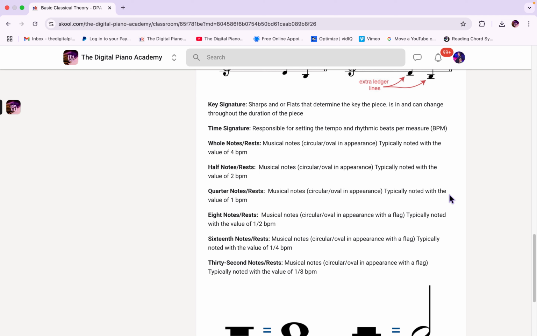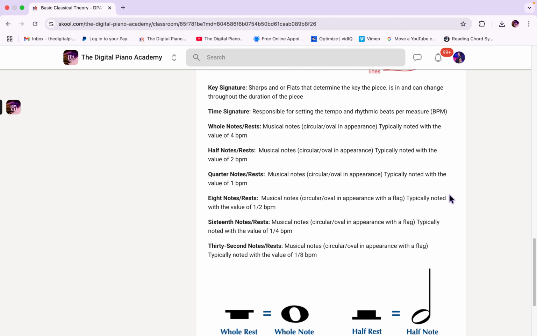We also have key signatures, so this is sharps and/or flats that determine the key of the piece. It can be changed throughout the duration of the piece. We have time signatures, which are responsible for setting the tempo and the rhythmic beats per measure, which is also called BPM. Whole notes and whole note rests, these are musical notes, circular and/or oval in appearance, typically notated with the value of 4 beats per measure.